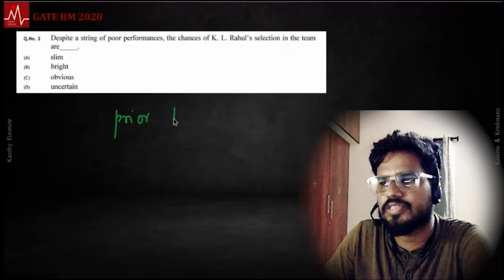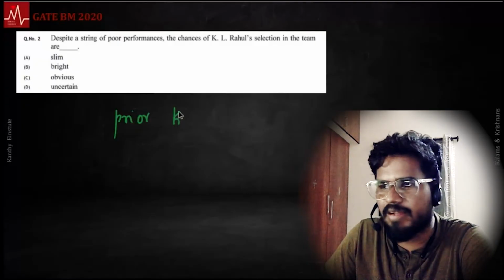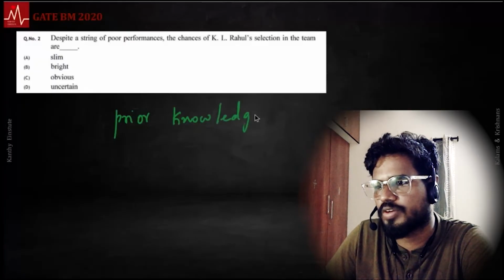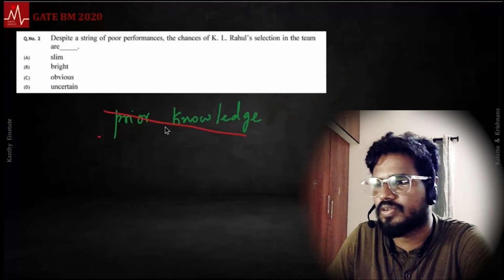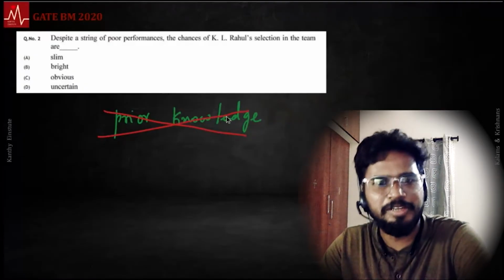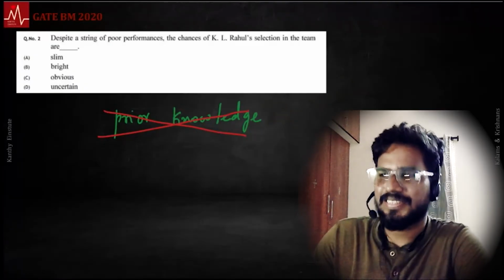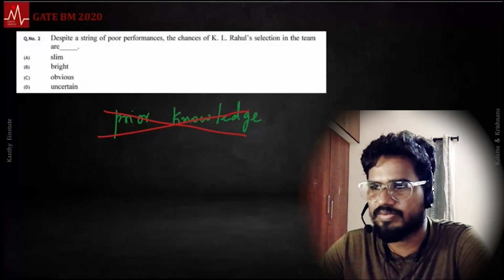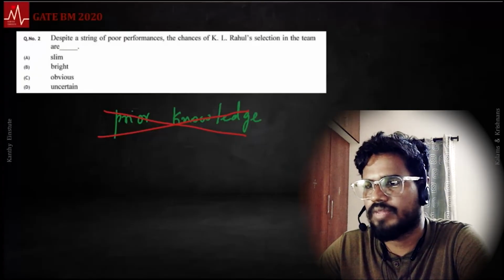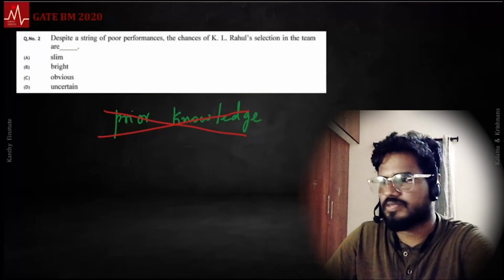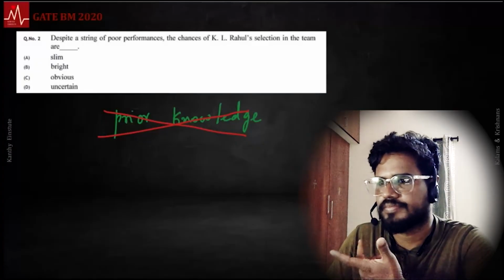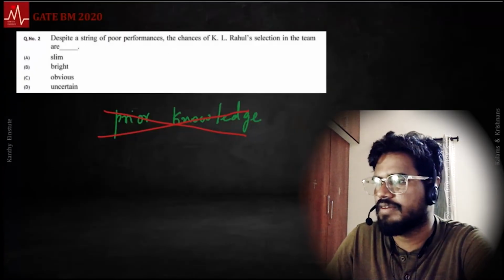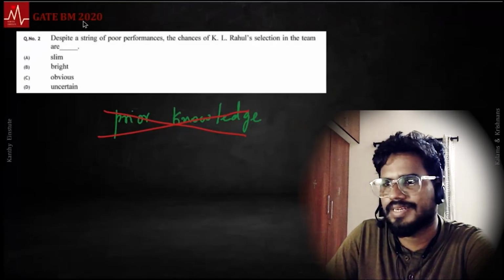Any prior knowledge on reading comprehension, filling in the blanks, verbal aptitude is supposed to be thrown out. Hey, KL Rahul, I am a fan of KL Rahul, how dare they mention him like this? No, no, no. This is out of context for this specific question, so keep all of that aside. What you're supposed to look at here is fairly straightforward. Despite a string of, so in fact, the key word here is despite.